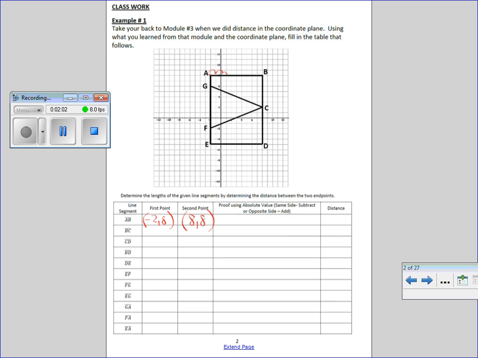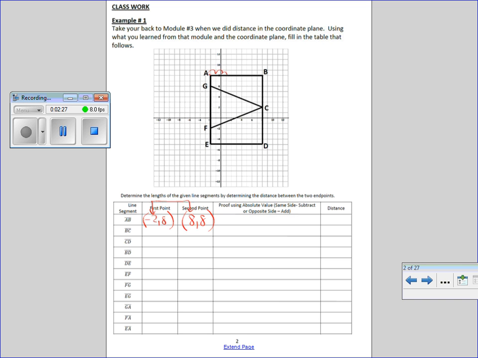Look at your coordinates, -2 and 8. And then look at the second coordinate, the y coordinate, 8 and 8. Which ones are different? The x coordinate or the y coordinate? Sarah. Right, so we look at that x coordinate. Those are the ones that are different.